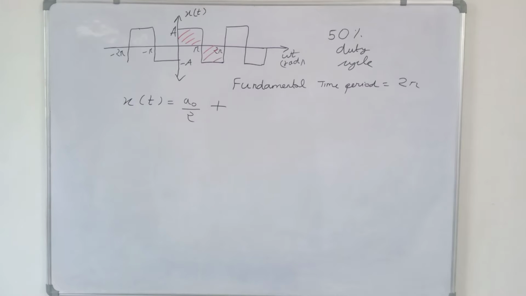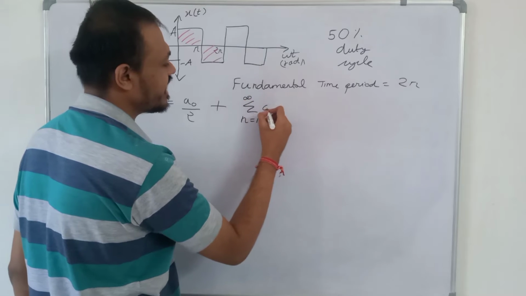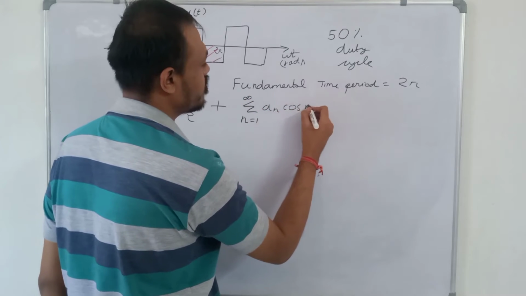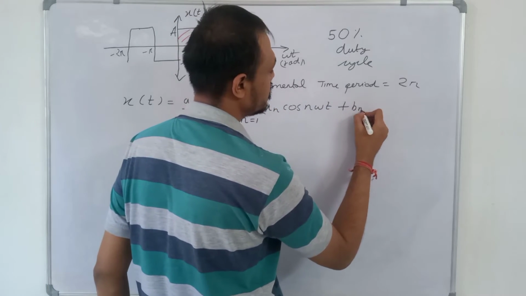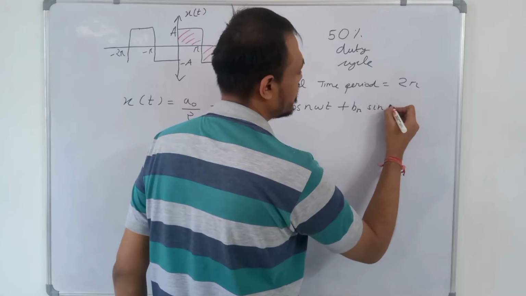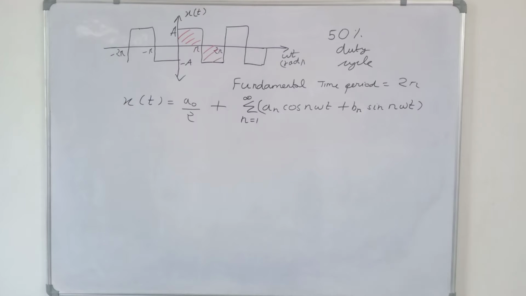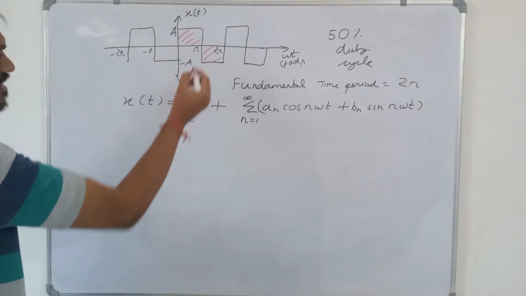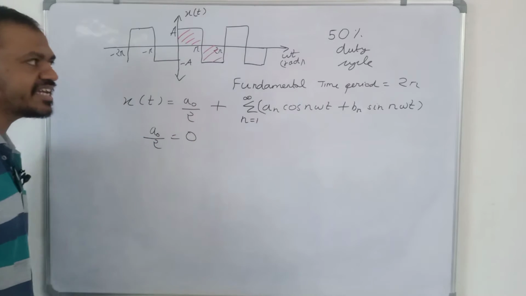So we have to find the trigonometric Fourier series of this signal. It will be equal to sigma of n equal to 1 to infinity, a n cos of n omega t plus b n sine of n omega t. This is the trigonometric Fourier series expansion for this signal. Now its DC value is 0, so a naught by 2 will be equal to 0 because the average value of this signal is 0.